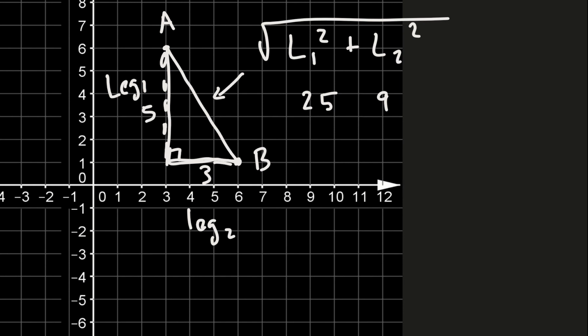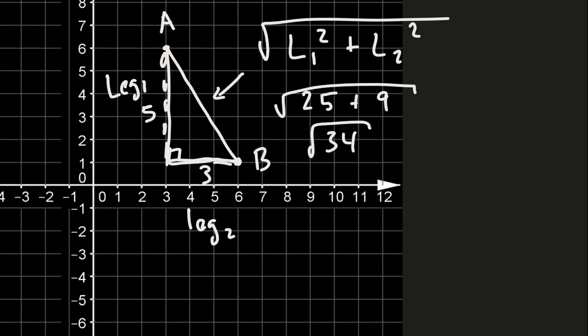If I square 5, I get 25. If I square 3, I get 9. So the length of this segment is the square root of 25 plus 9. If I add those two numbers together, I get 34. And then I'm looking at the square root of 34.